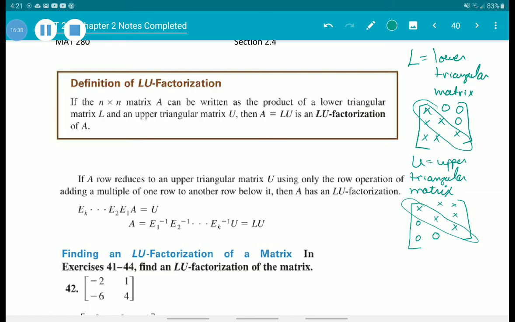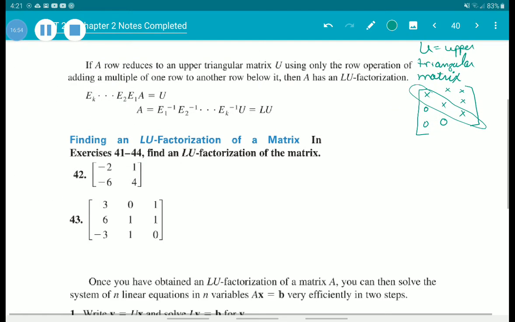So if we have an n by n matrix, and it can be written as a product of a lower triangular matrix and an upper triangular matrix, that decomposition is called LU factorization. So we can kind of factor it into a lower and upper triangular matrix. So let's look at a few examples.